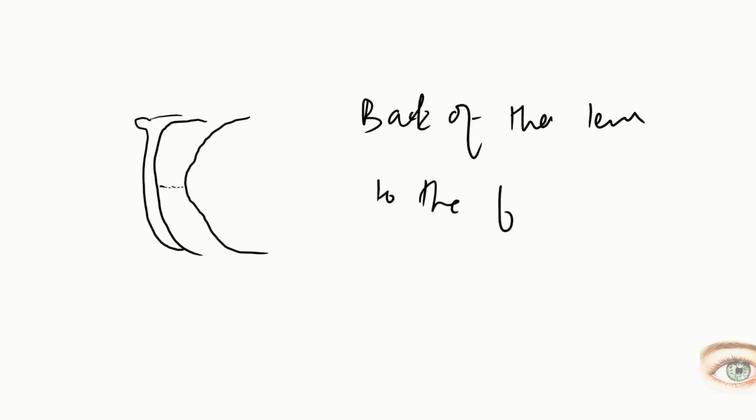So the back vertex distance is actually the distance from the back surface of the optical lens to the apex of the cornea, right? So the back surface of the lens to the front surface or the apex of the cornea.